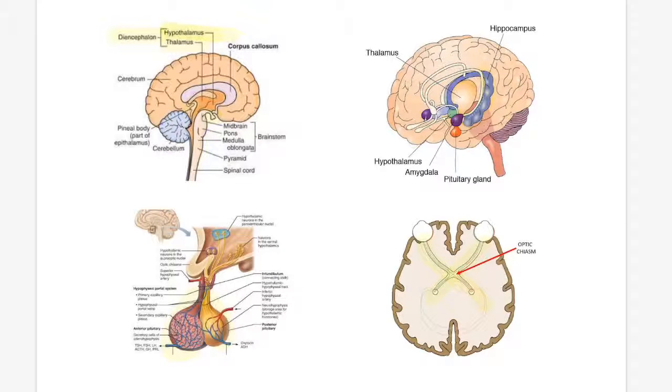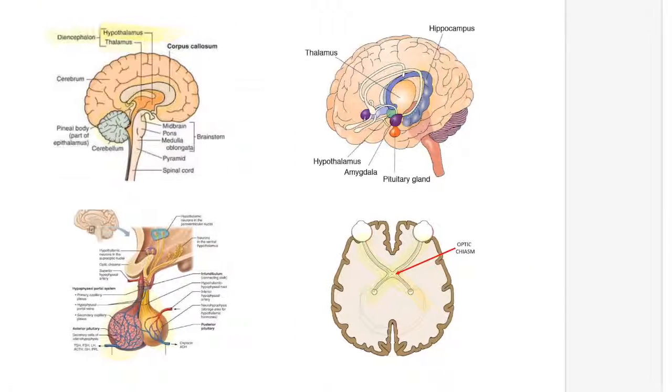The corpus callosum, this purple region right here, is a thick band of nerve fibers that connects the right and left cerebral hemispheres, enabling the hemispheres to process information together. The cerebellum, which means little brain, functions in unconscious coordinated movement and balance.